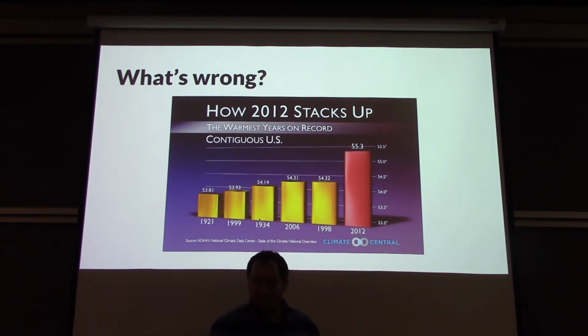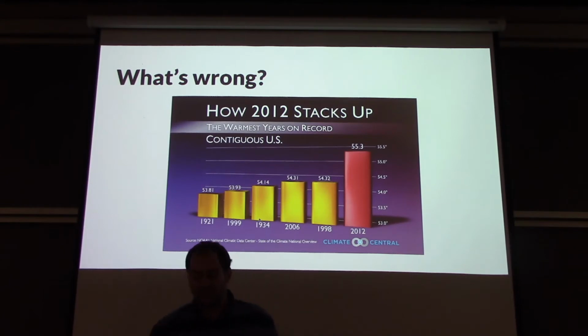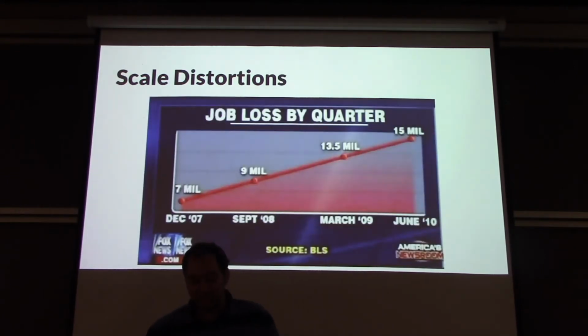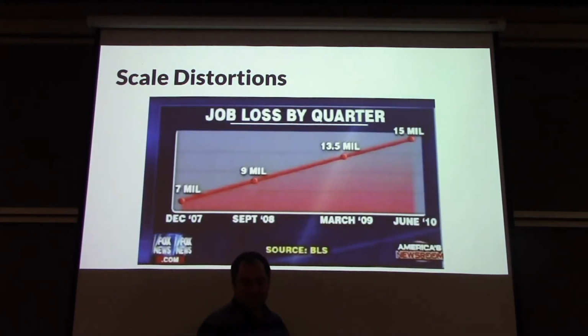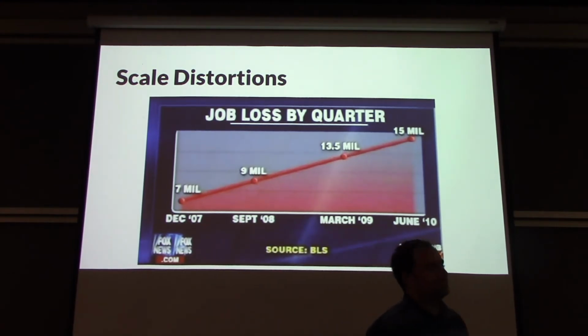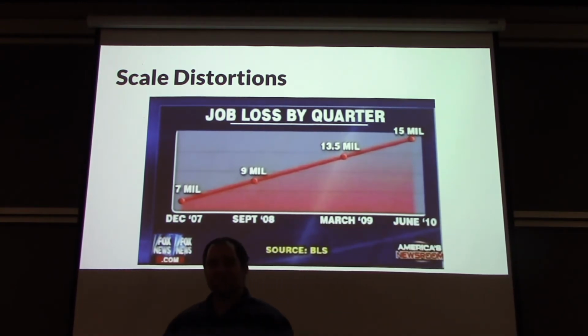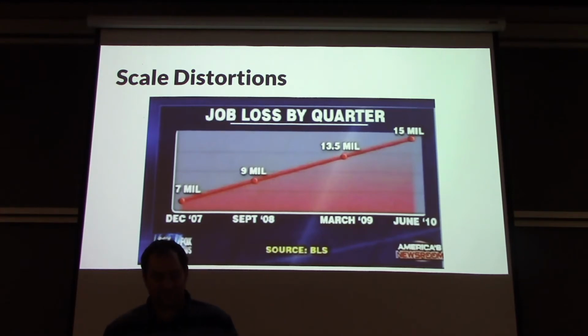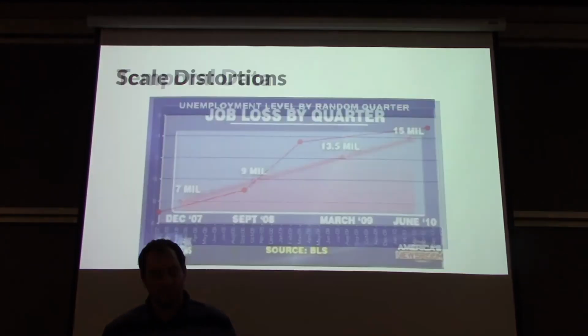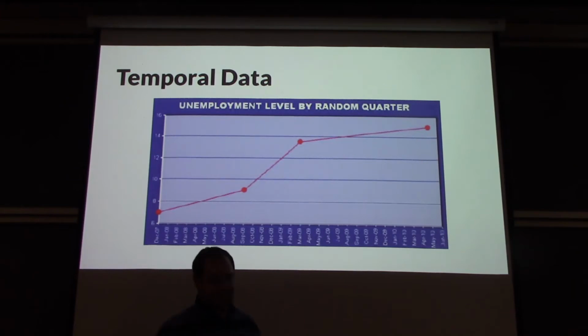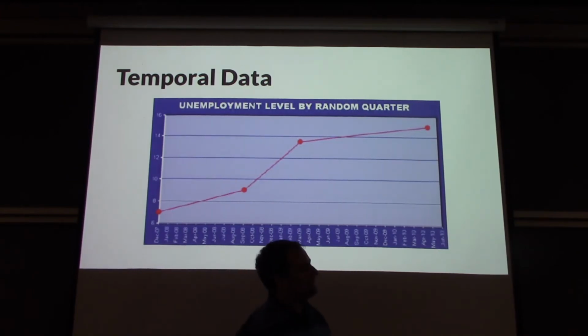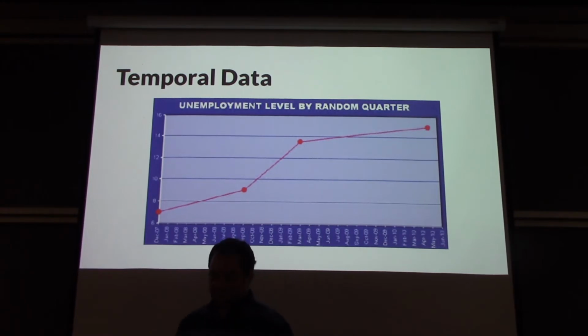So if you have time, you also need to show your data in that order. Okay. What's wrong with this chart? This is a little bit harder to spot, but this is a similar problem, right? This is like a job loss by a random quarter. And if we actually plotted that on a linear time scale, we can see that this is not a linear effect here. So this problem here was a little bit more subtle.